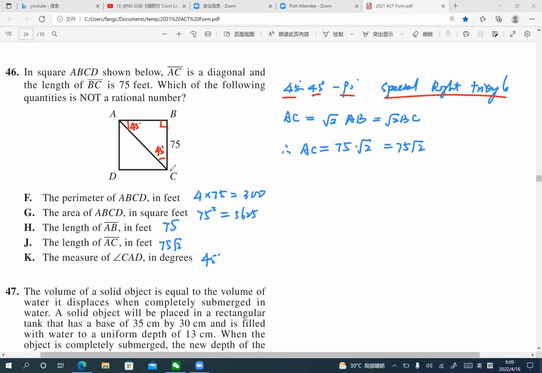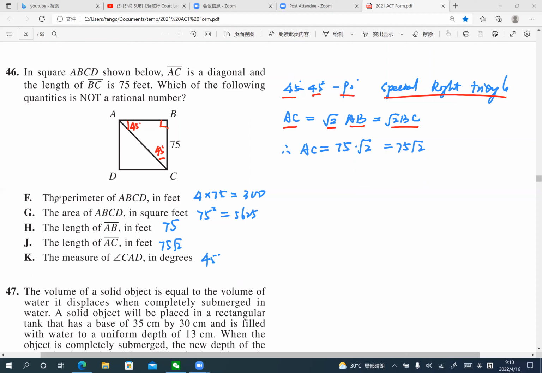So the length of AC, or we say the length of the hypotenuse, should be square root of 2 times as long as the 2 legs in that special right triangle. So in our question, AC should be equal to the square root of 2 times AB, also equal to the square root of 2 times BC. Since BC is 75, therefore AC should be equal to 75 square root of 2. So now we go to the 5 options.